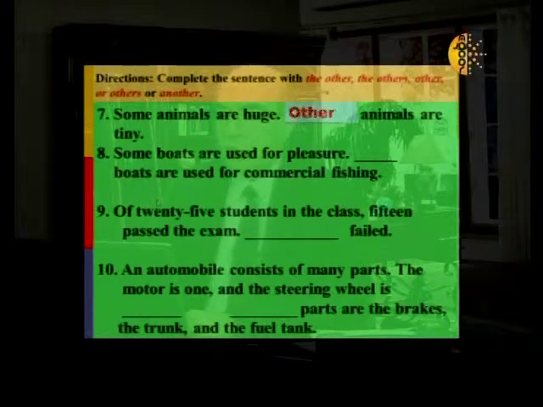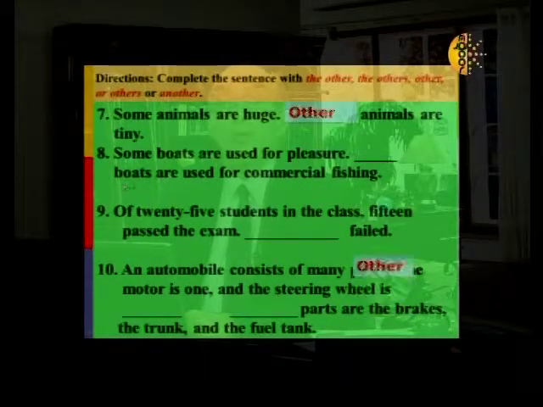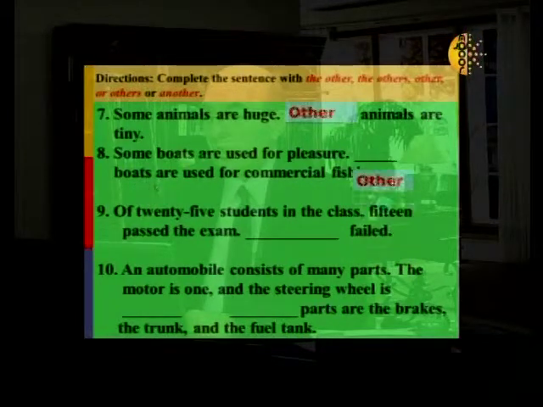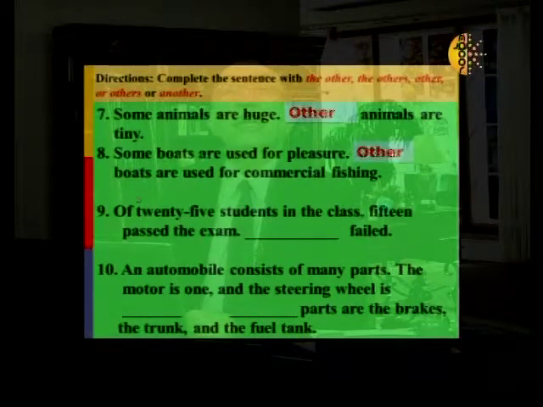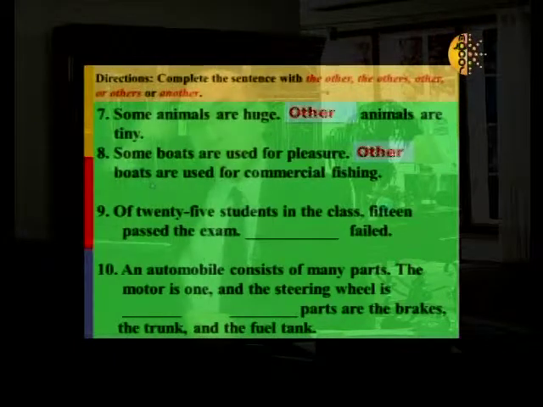Sentence number 8. Some boats are used for pleasure. Blank boats are used for commercial fishing. This is exactly like this sentence because we have what? Other in front of a noun. Here we have to use what? Something before boats. And that's what? Other boats are used for pleasure. So here, other functions as what? Adjective.